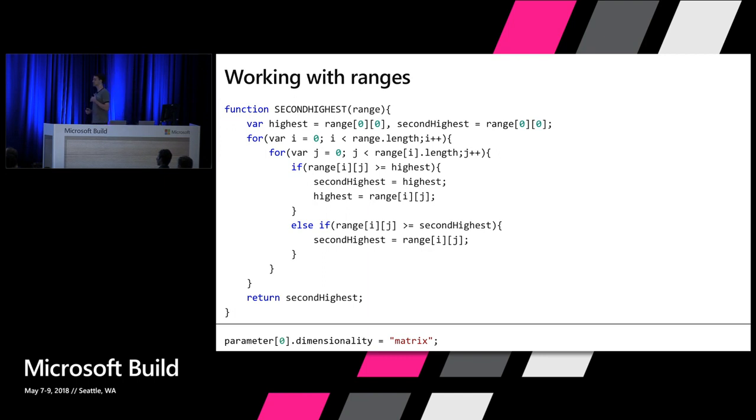This example is all about working with a range of data. This function is the one to calculate the second highest value in a range. And as you can see, this one takes one parameter, but you could take multiple. And it sets the dimensionality in the last line of that parameter to what's called matrix, which just means that that value is going to be passed as an array of rows. So in this case, you can see it's essentially like a 2D array in JavaScript. Every item in the array is itself a row that you can then iterate through just like any other JavaScript array.